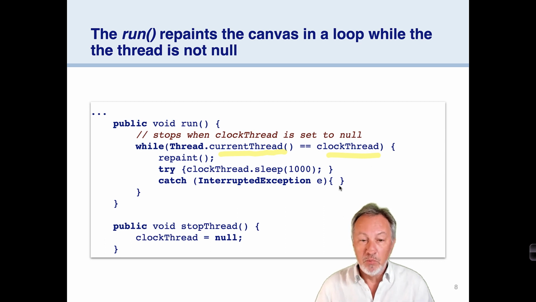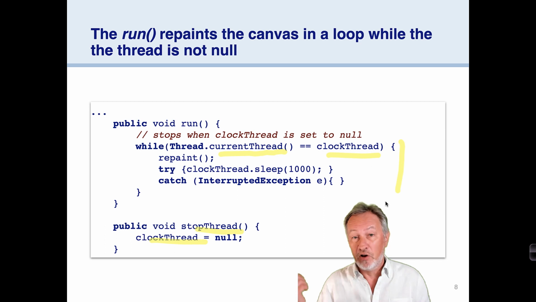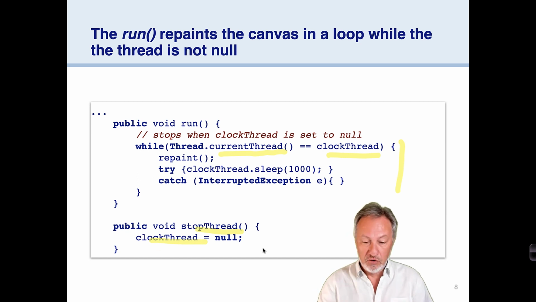If at some point we actually want to stop this guy, we will call the stop thread method. The stop method will set the clockThread to be null, which will cause us to exit from this loop. So this is the way of actually stopping that thread by sending it a simple piece of information. Notice that there aren't any difficult synchronization issues here, because the only update that's coming from the outside is setting the clockThread to be null.